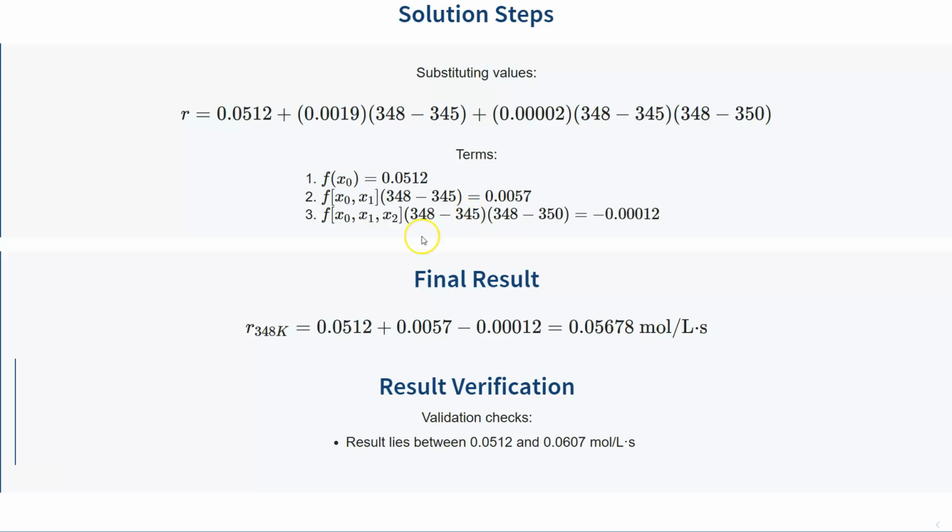Now if I add all together, finally the rate of reaction at 348 Kelvin will be 0.05678 mole per liter second. Now if you verify the result, it should lie between 345 and 350, that is between 0.0512 and 0.0607 mole per liter second. So our result is in between, so we can verify the result. Now we have learned the Newton divided difference method. That's it. Thank you.